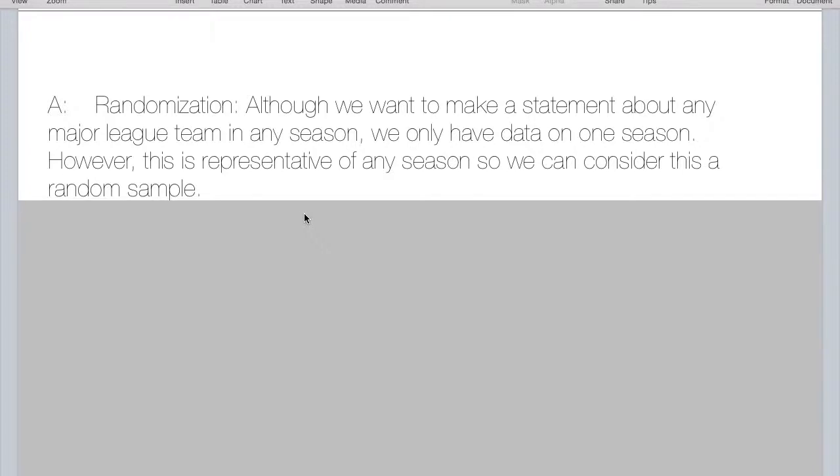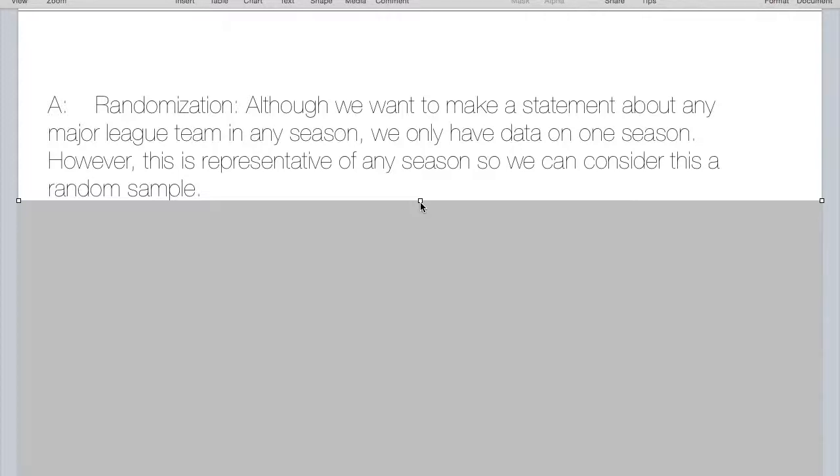Okay, our assumptions. I'm going to go through all 4 assumptions. And so we have randomization. Remember, this is a question about all of Major League Baseball. Right? So our population is really every possible Major League Baseball game ever played. Is there an actual home field advantage? And so, is it random? Well, we only have data on one specific season in 2007.